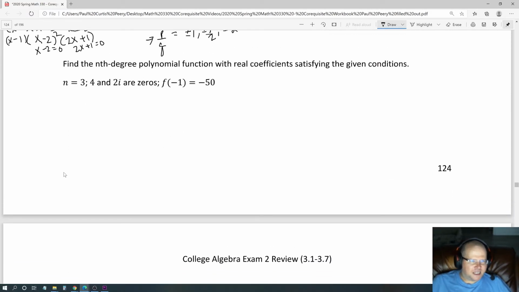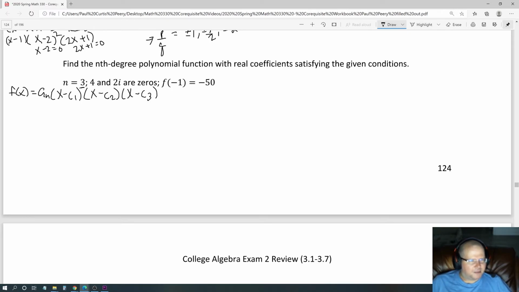All right, so I want to find an nth degree polynomial function with real coefficients satisfying the given condition. Okay, so there's a generalized form of this, and basically most of it is just plugging it in and doing the math. The generalized form would be something like f(x) equals an times (x minus c1). They said 3, so I'm just going to have up to c3 here, (x minus c2)(x minus c3).